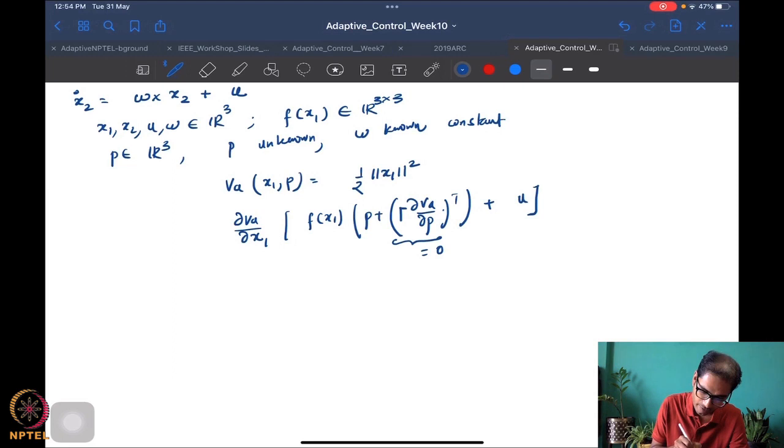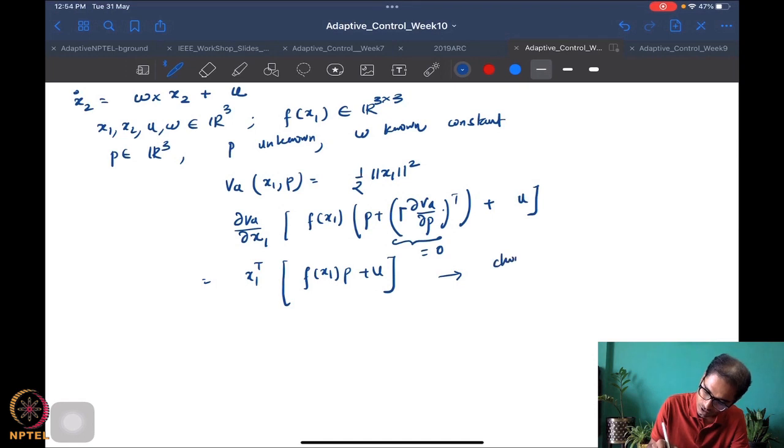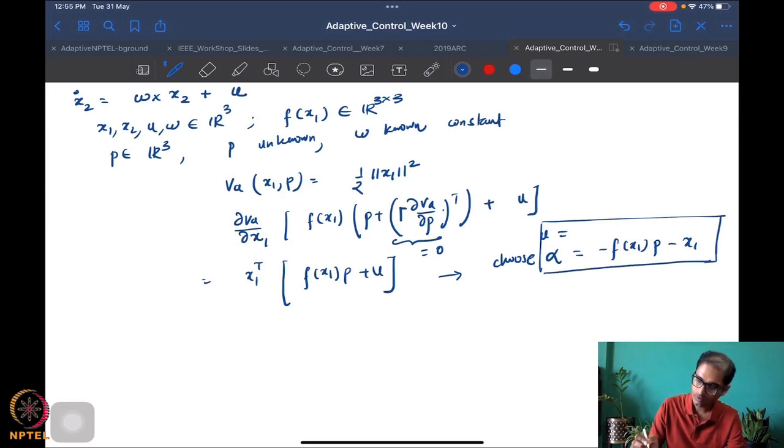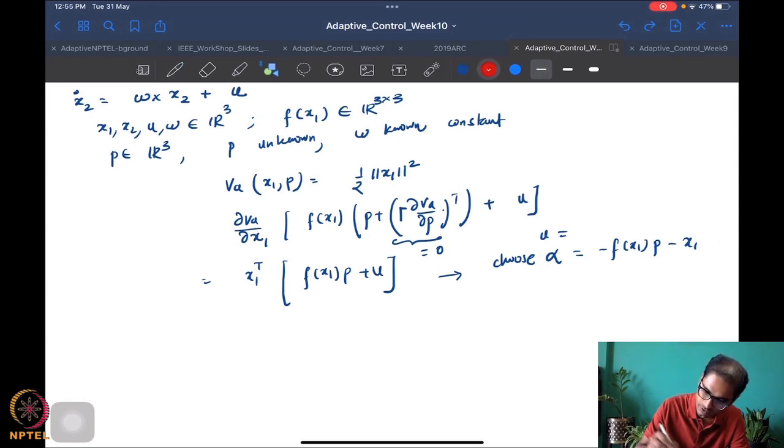So here we will have x1 transpose times F of x1, P plus U. If I choose U as minus F of x1, P minus x1, or basically I will call this U equal to alpha, so I'm going to choose this alpha as this.